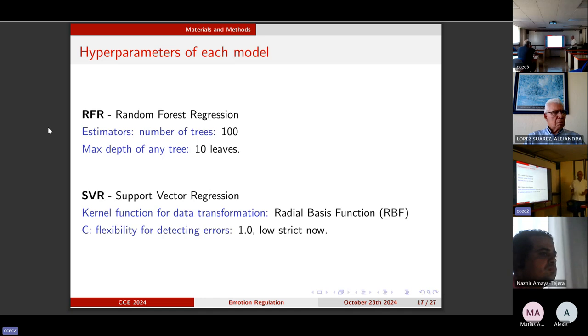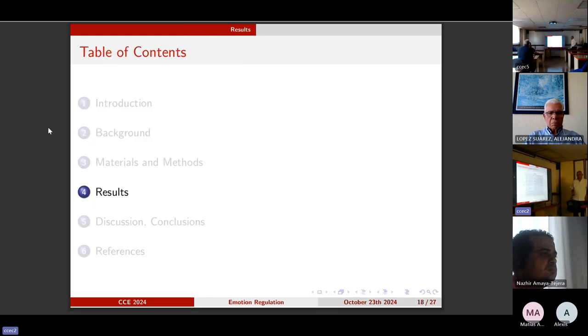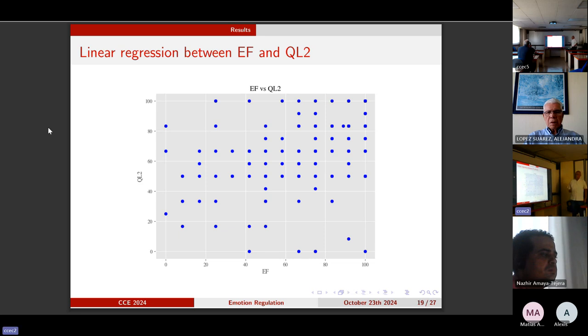One is logistic now, but okay, it works now. You can see that with linear regression, these are the results. EF is the emotional functioning, and QL2 the quality of life. You can see that the failure is emotional functioning presence. The quality of life also is higher, as you can see in the upper right corner in this score.